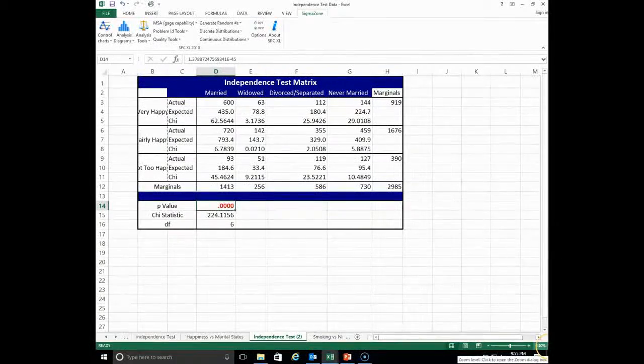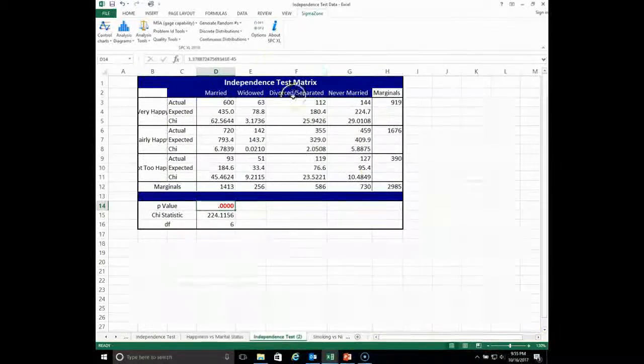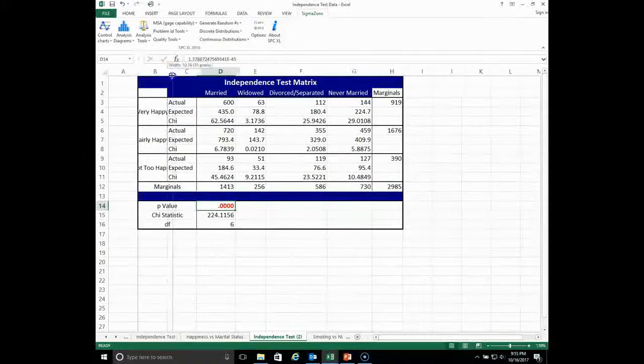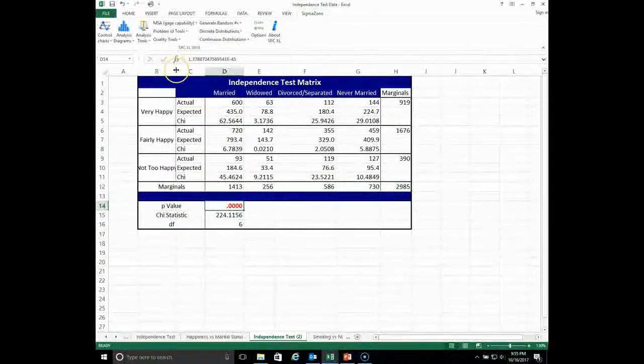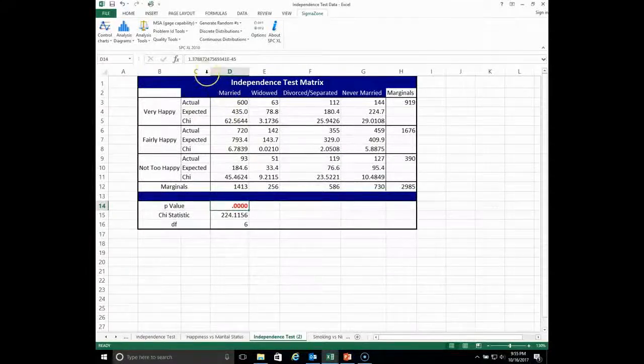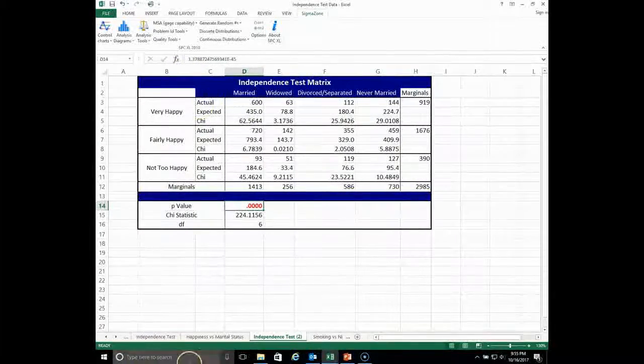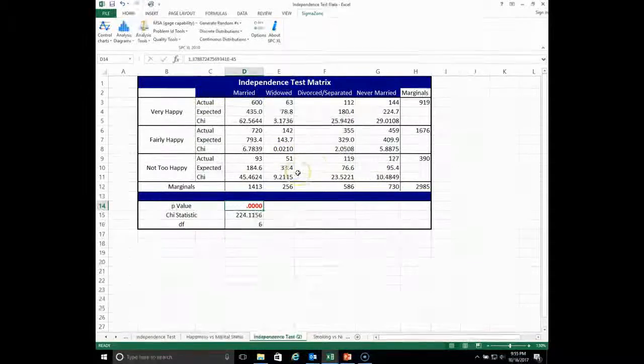That is, the p-value is 0.0000, so we can be over 99.9% confident that the relationship between marital status and happiness is very, very strong, and we can be extremely confident of that based on the data from this very huge sample. Let me move that over so you can see the 3 categories under happiness: very happy, fairly happy, not too happy. Now the numbers in this table, let me just say a few things.